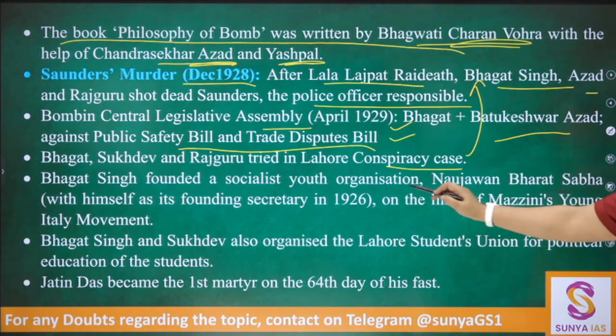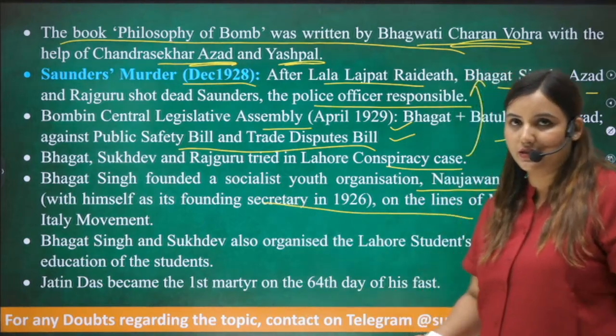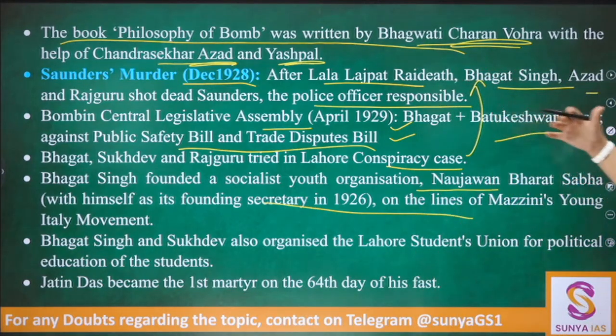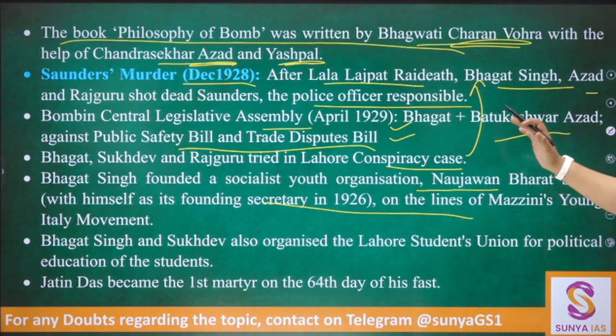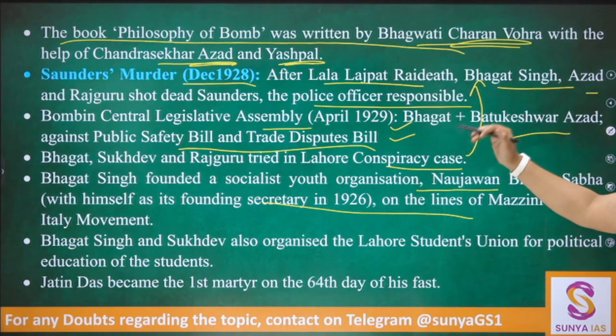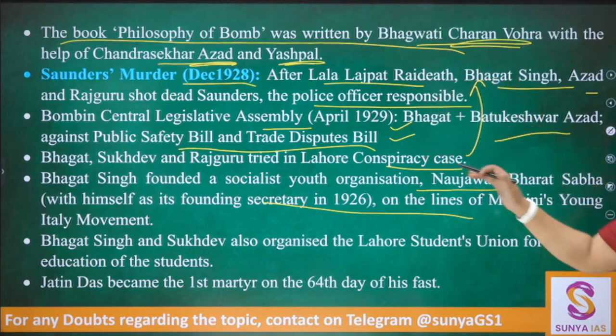And Bhagat Singh founded a socialistic youth organization also, Naujawan Bharat Sabha, with himself as the founding secretary in 1926. So we will talk about Bhagat Singh and how he got imprisoned and hanged, which was very much related and debated with Gandhi Ji, the Gandhi-Irwin Pact. I will come to this later. But here, just understand a small part of Bhagat Singh's involvement.